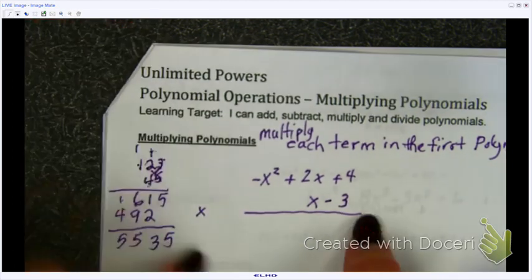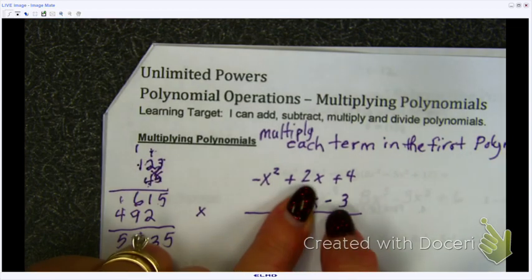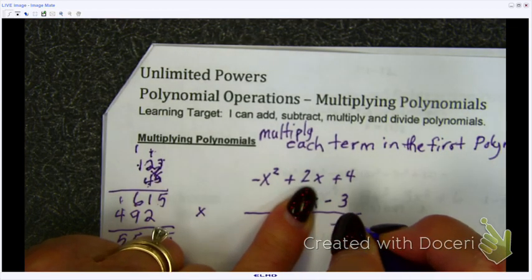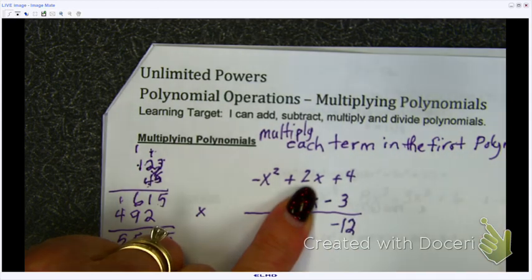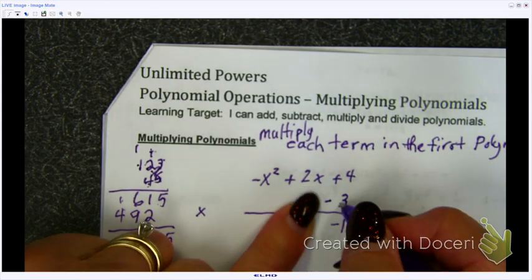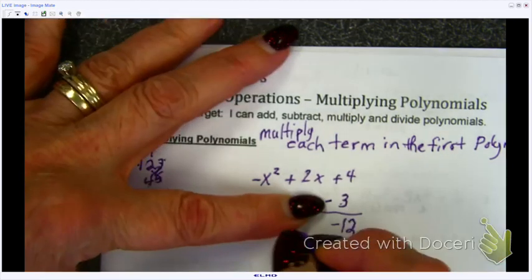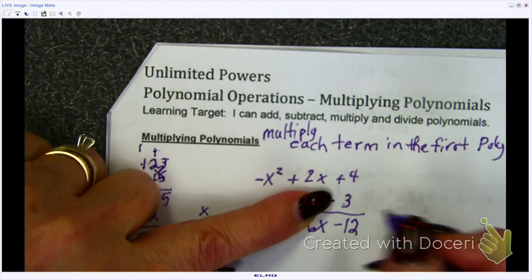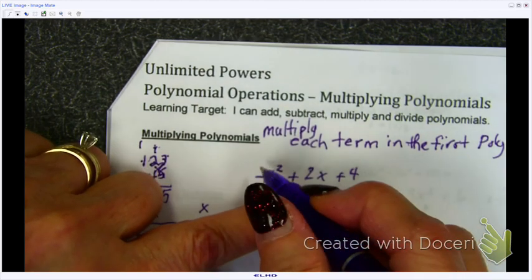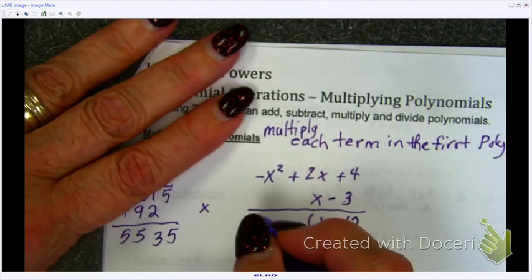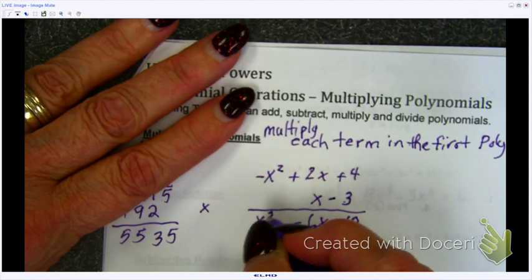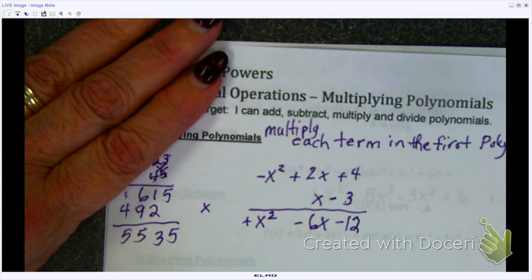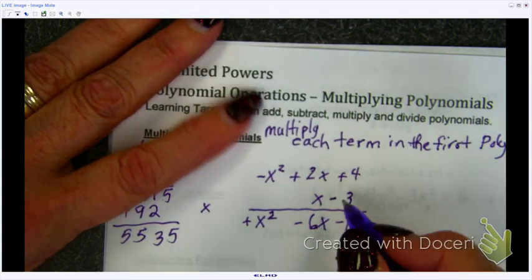So we're going to follow that same procedure. -3 times 4 is -12. -3 times 2x is -6x. -3 times -x squared is plus x squared. That was on before, just so you know.